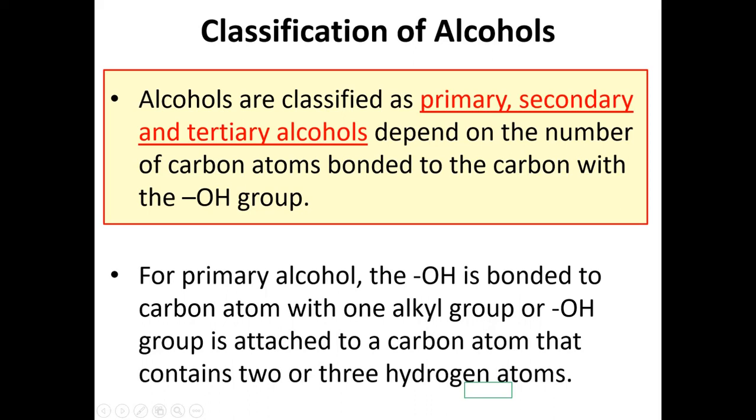Classification of alcohol. Alcohols are classified as primary, secondary and tertiary alcohols, depending on the number of carbon atoms bonded to the carbon with the OH group. For the primary alcohol, the OH is bonded to a carbon atom with one alkyl group, or the OH group is attached to a carbon atom that contains 2 or 3 hydrogen atoms.